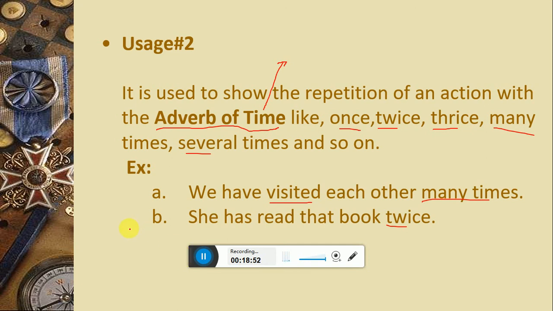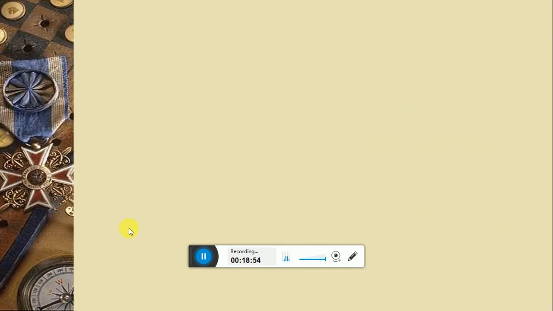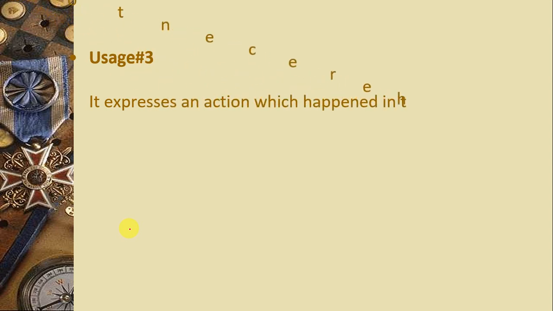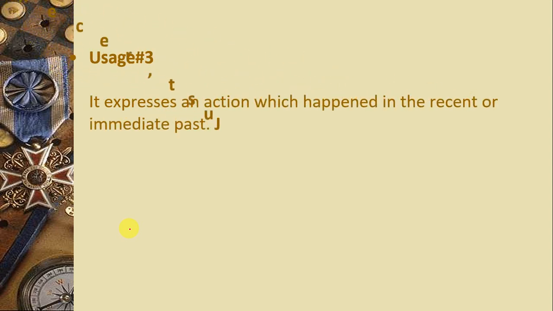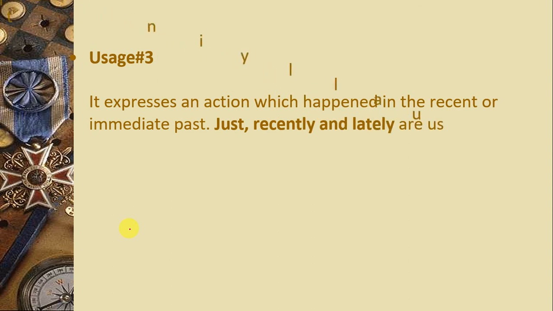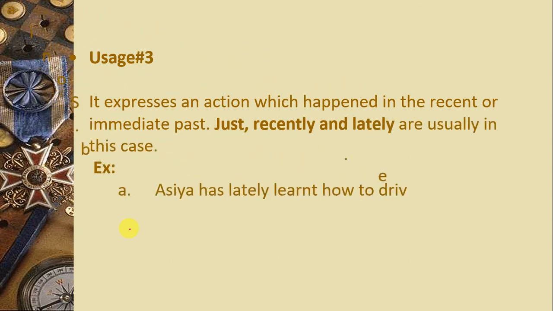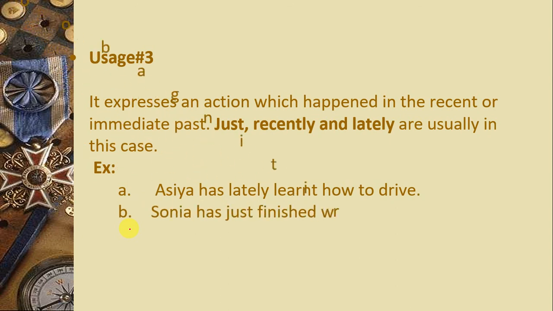Okay, this was the second usage. Now let's move on to the third usage of present perfect tense. So the third usage is it expresses an action which happened in the recent or immediate past. In this case we use just, recently, lately. They are adverbs of indefinite time, okay? So it expresses an action.